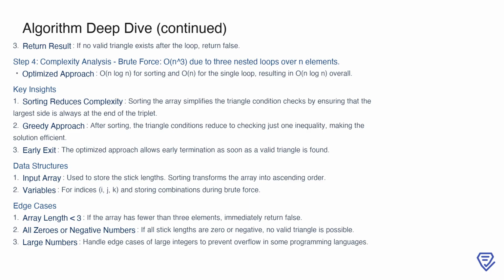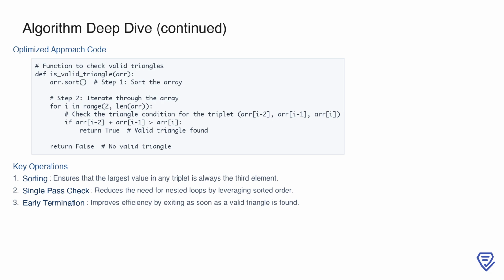The key insight here is that sorting the array reduces the complexity of the triangle condition checks, allowing us to focus on the most critical inequality. Additionally, the greedy nature of this approach enables early termination as soon as a valid triangle is found, further improving efficiency. The optimized approach can be implemented in Python with the following code.